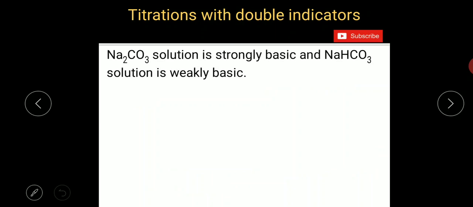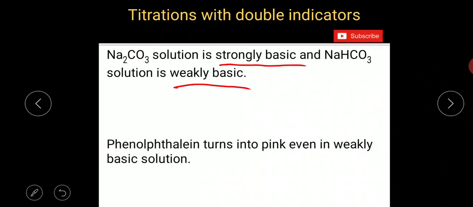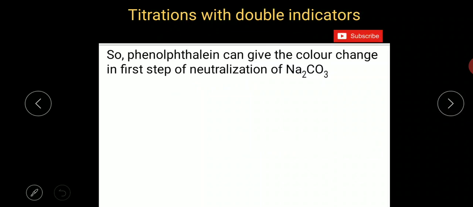Sodium carbonate solution is strongly basic and sodium bicarbonate solution is weakly basic. That's why phenolphthalein is unable to give the color change at the equivalence point of sodium bicarbonate versus HCl titration. Phenolphthalein turns pink even in weakly basic solution. So, phenolphthalein can give the color change in the first step of neutralization of sodium carbonate.